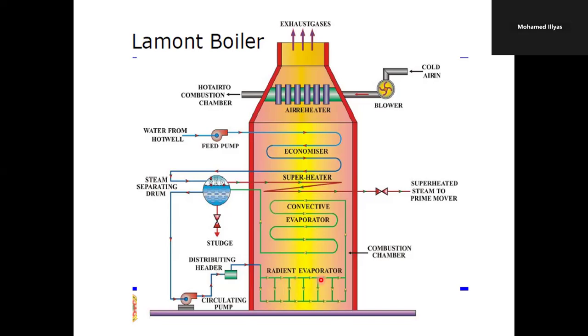The reason is the hot gases coming out from the combustion chamber will be around 1,100 degrees Celsius. This radiant evaporator is exposed to such a high temperature, so the radiation heat transfer will be predominant because the gases are at an elevated temperature. By means of this, the water is converted into steam. Very high heat transfer rate is possible in this radiant evaporator. So that's why we use the word radiant evaporator here.